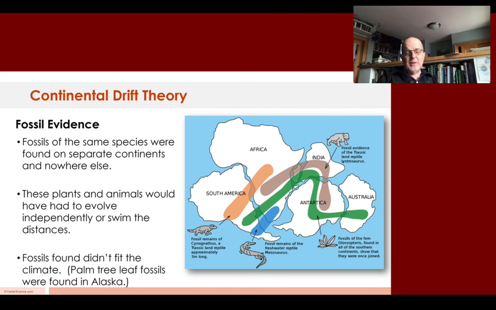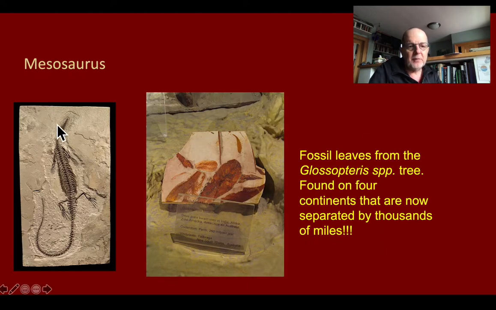So, Wegener's perception that something is strange here, finding these fossils in these different places, is accurate, but he can't explain how the Earth changes from this supercontinent to the world we know now. This would be a fossil of Mesosaurus, and this fossil has been found. There's more than one of these. And here are the Glossopteris tree leaves.